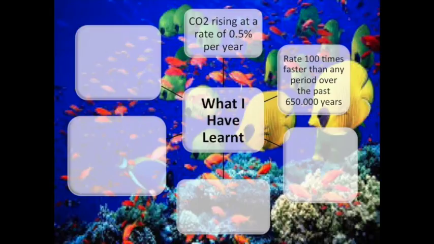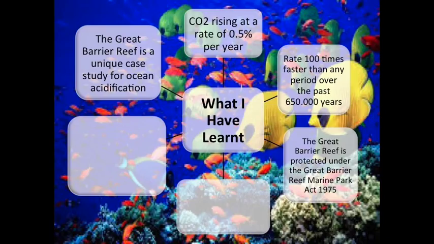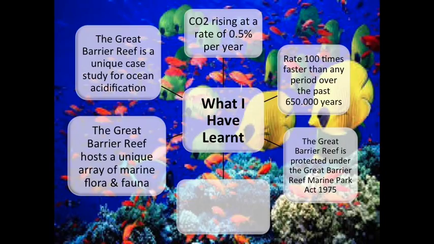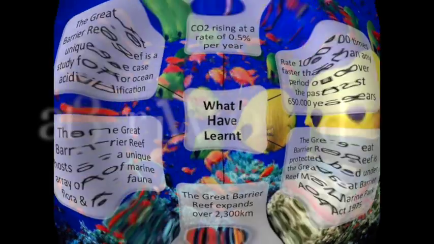The Great Barrier Reef is a unique case study when studying the effects of ocean acidification, as the impact of extraneous variables is limited. This is due to the fact that the Great Barrier Reef is afforded the highest level of legal protection under the Great Barrier Reef Marine Park Act. Moreover, due to the expansiveness of the 2,300-kilometer stretching Great Barrier Reef, researchers would have the opportunity to investigate the impact of ocean acidification on a wide array of marine flora and fauna.